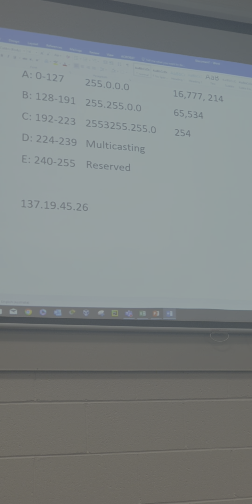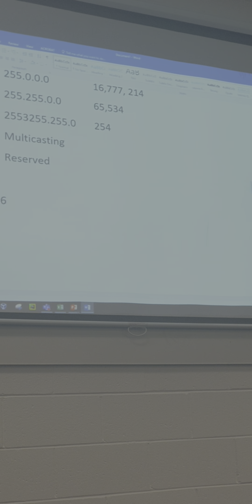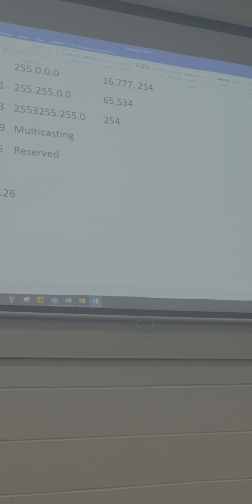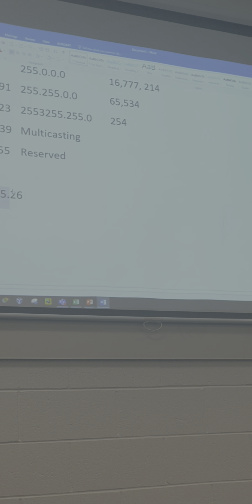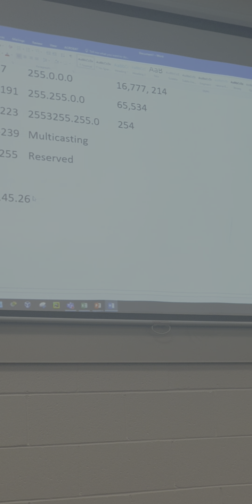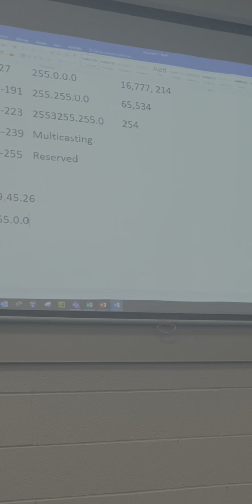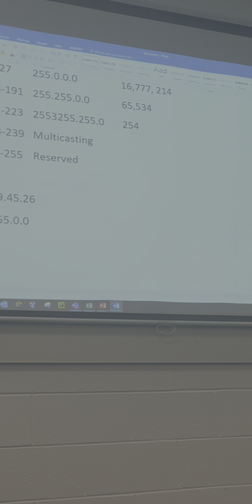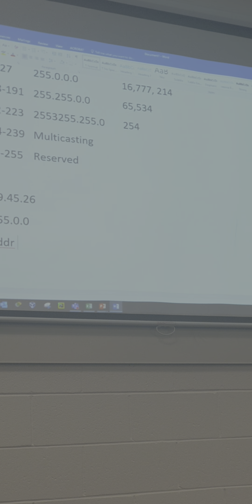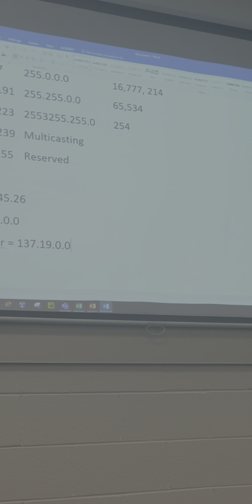What is the network address? You haven't given us a subnet mask, Michael. Okay, but based on the default subnet mask, what class is this? It's B, so it's 255.255.0.0, which means the network address is what? First two octets. 137.19.0.0. Network addresses always have 4 bytes.